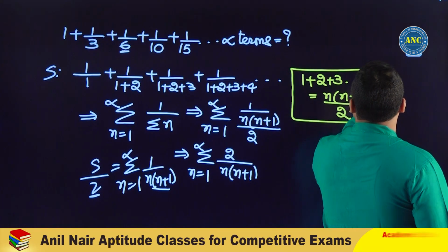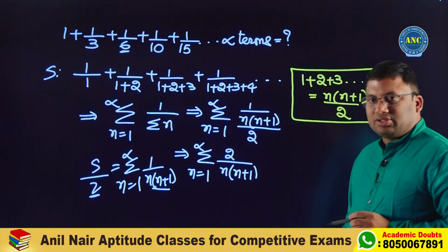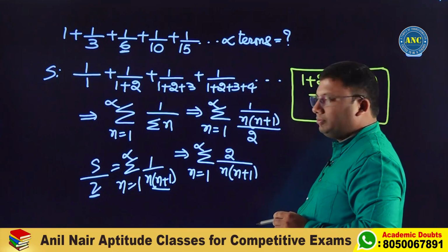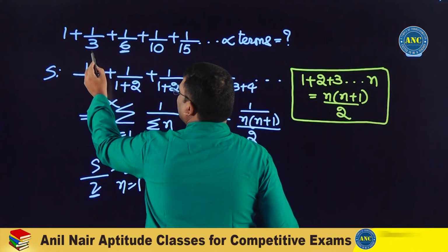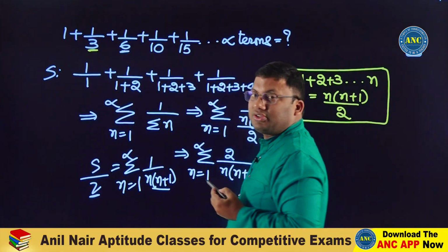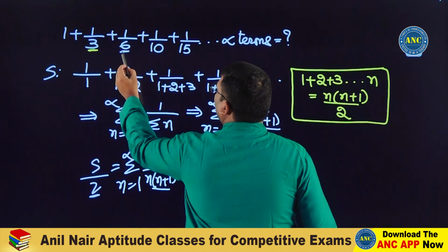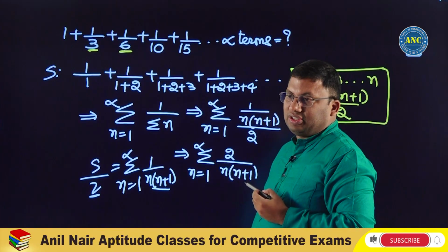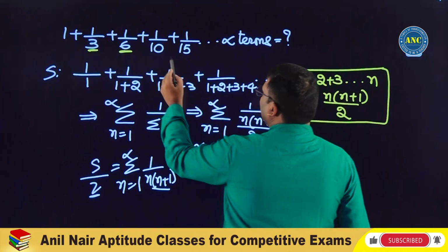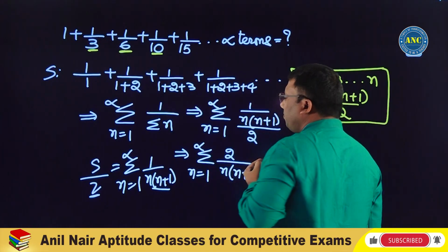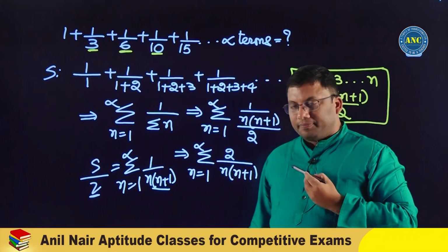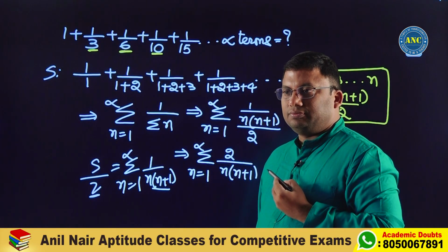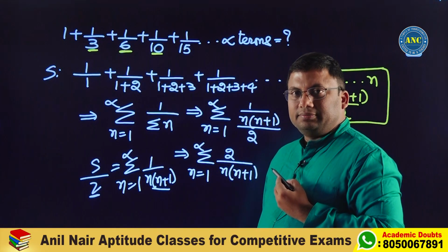1 plus 2 plus 3 and so on up to n is n into n plus 1 whole divided by 2. Second value, it is 3: 3 is 1 plus 2. Third value denominator, it is 6: 6 is 1 plus 2 plus 3. Fourth value, it is 10: 10 is 1 plus 2 plus 3 plus 4. Idea clear?